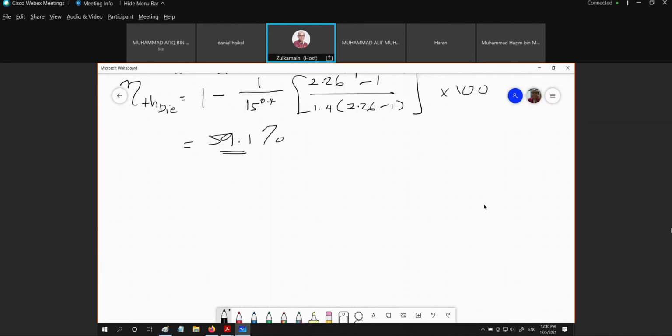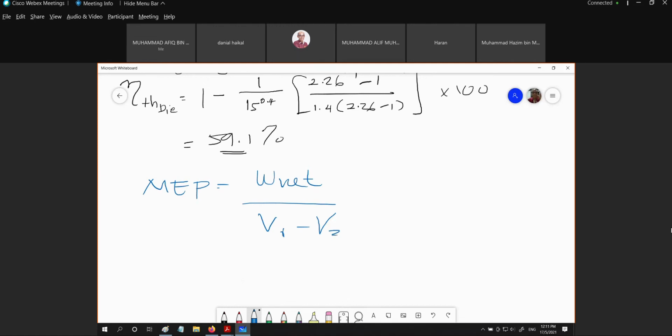you need to find what is the MEP. Then I just show you how to get the MEP. The MEP is equal to W net divided by V1 minus V2. So how to get the W net? From the thermal efficiency for diesel, which is equal to the W net divided by the Q in. The Q in is Q23.